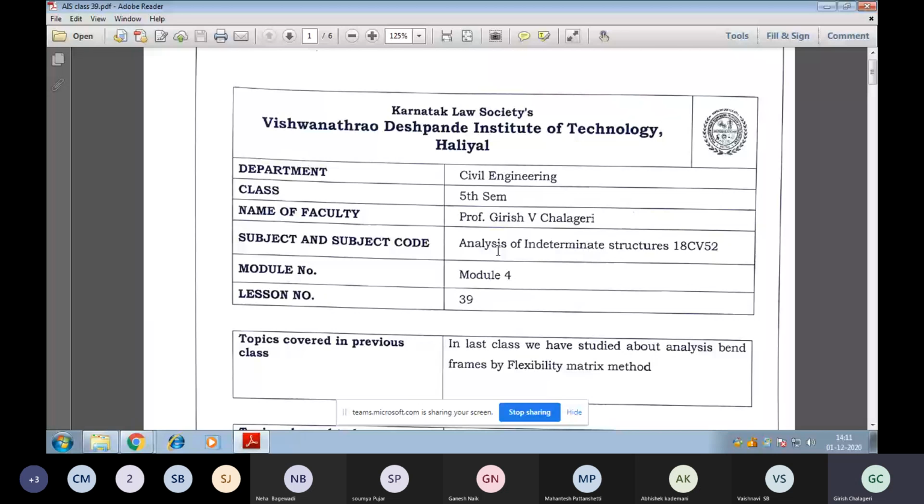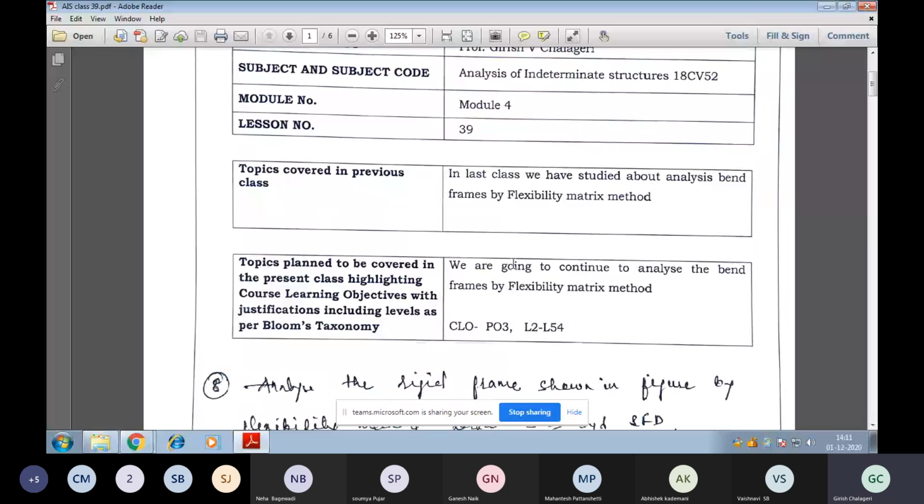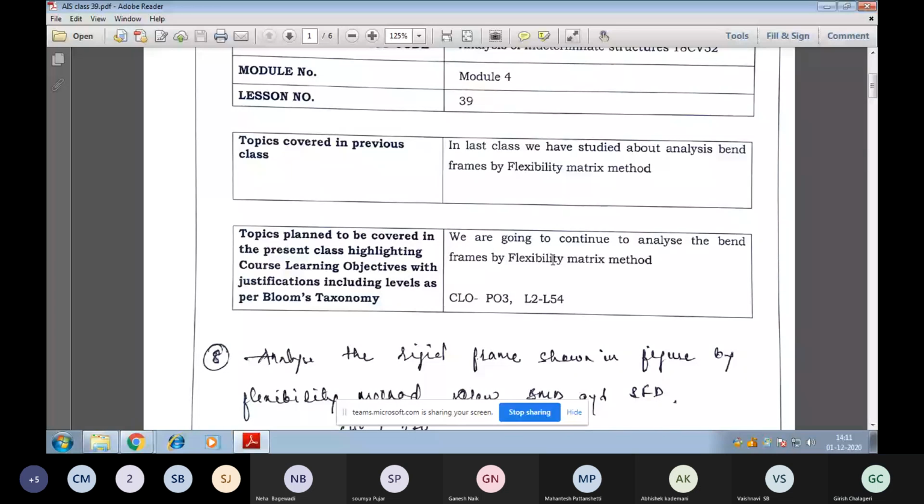In the previous class, we studied the analysis of the plane truss, which is solved by the flexibility method. We took a question from a previous question paper, from January 2020, and solved it. We found the forces in all the members. We analyzed the frames and completed it. In today's class, we are continuing with the bent frames, which will be analyzed by the flexibility method.